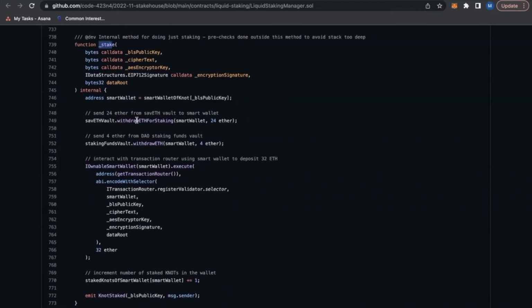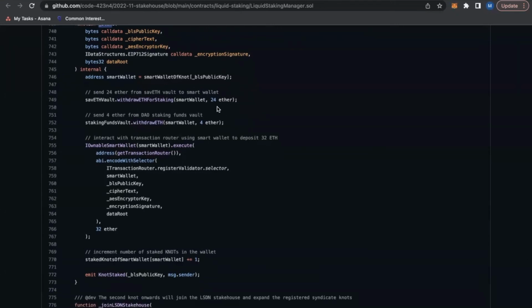So we mentioned the question: what if a node operator runs away with the 32 ETH? The idea here is that he cannot. Before the node operator can even see that the smart wallet was credited with 32 ETH, the smart wallet directly sends these funds. Here it is calling 24 ETH from the Savage vault and 4 ETH from the staking funds. Sorry, staking funds is nothing but the fees and MEV pool. Savage vault is nothing but the protected deposit.